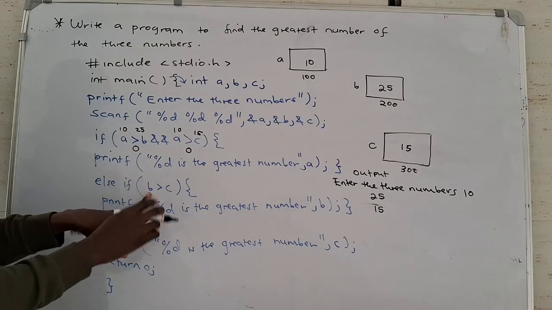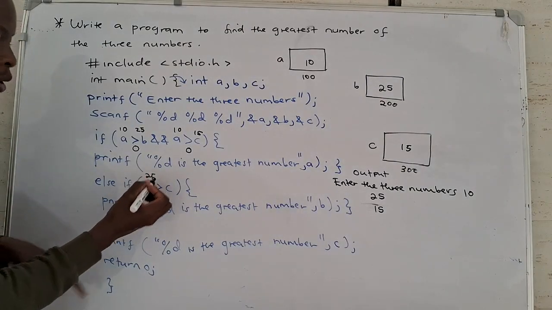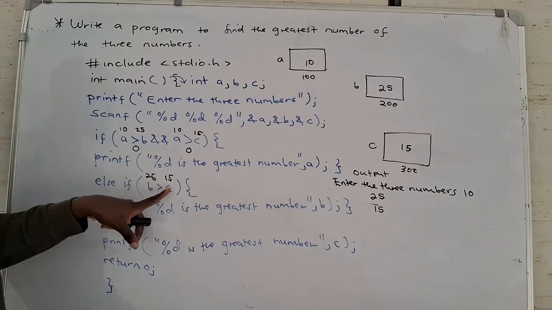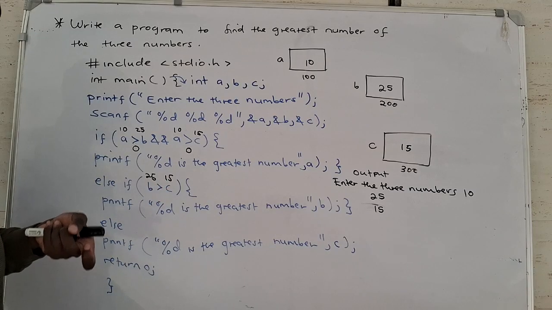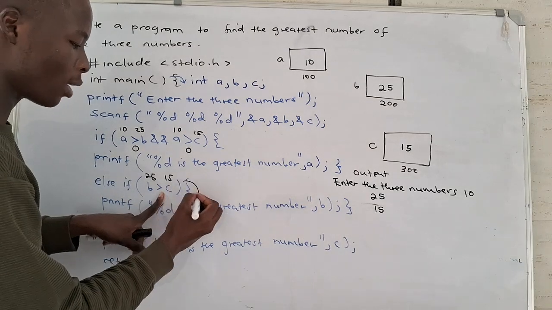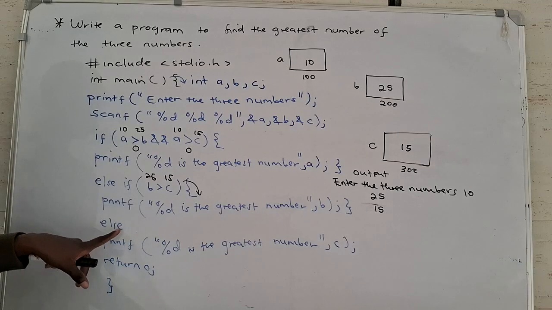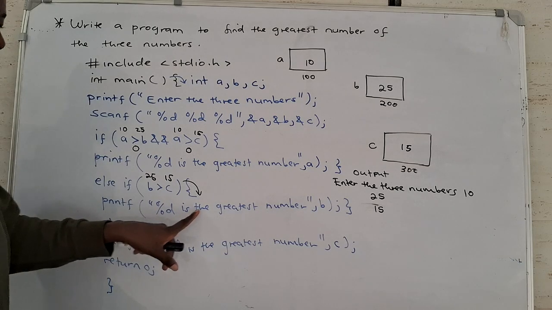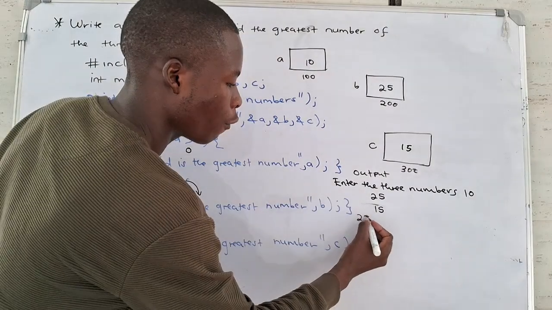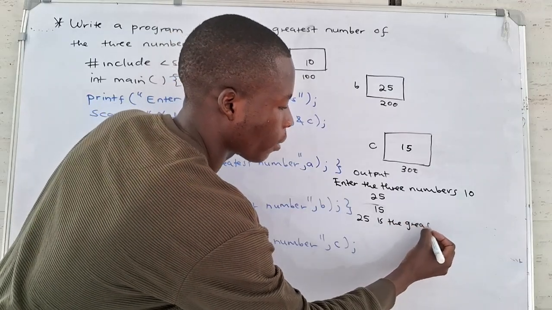It is going to check for this condition. Else if B is greater than C, what is the value of B? It is 25. What is the value of C? C is 15. Now 25 is greater than 15. True or false? This is true. So if this is true, the compiler is going to enter inside. Now it is inside. What is going to be printed? printf percentage d is the greatest number. What is this percentage d? It is B. So 25 is the greatest number.